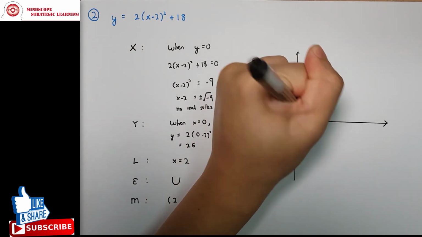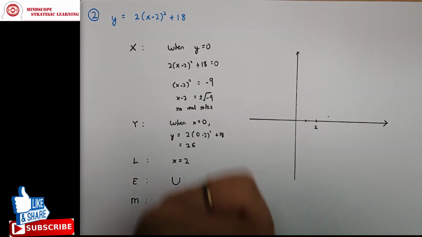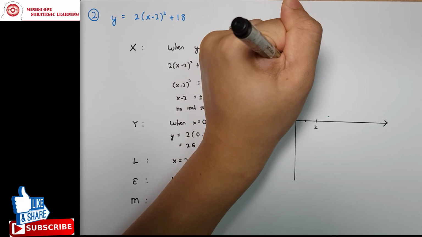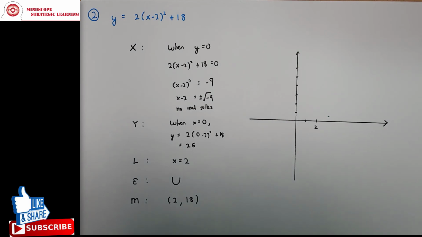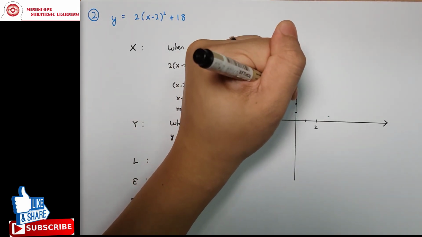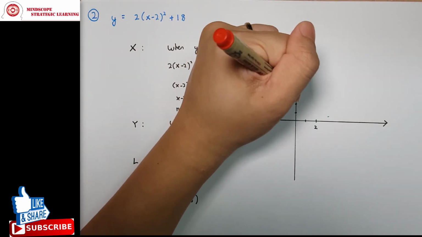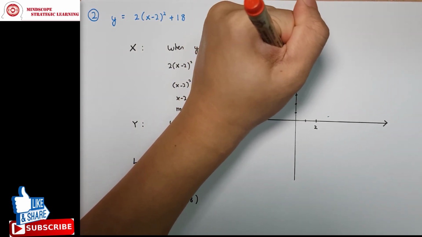So in this very simple quadratic, we only have very few things to do. We have the 2, and then we need to account for 18 and 26. So 18, we can count by 5: 5, 10, 15, 20, 25, 30. Okay, so 18 will be roughly here. The y-intercept will be 26. We have 5, 10, 15, 20, 25. So the y-intercept will be roughly here. That is 26.